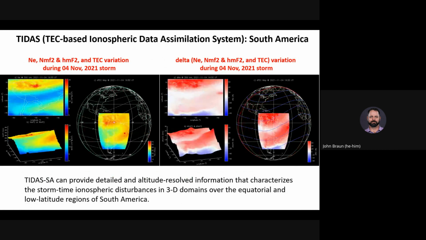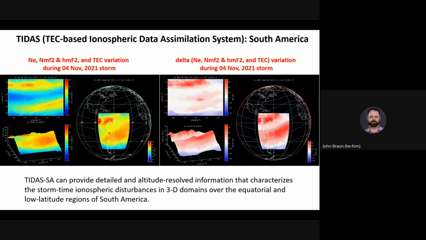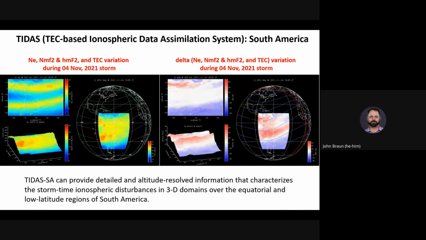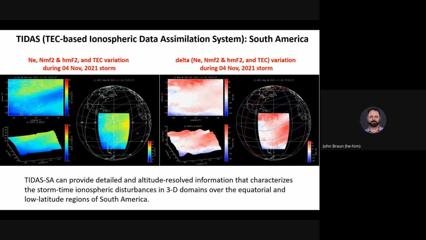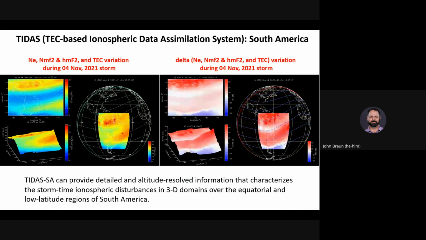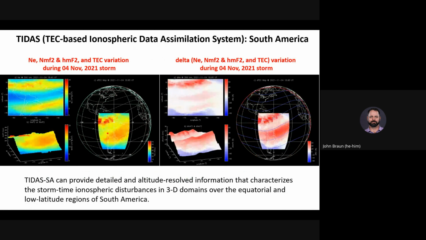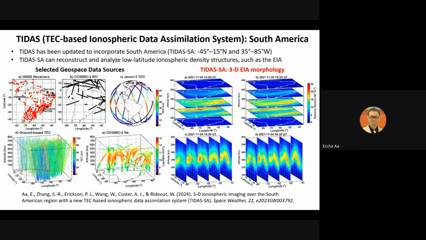Thank you. So I have a question, and I have to admit I had to come in and out, so if you've already discussed this, I apologize. But it sounds like for Cosmic 2 data, you're assimilating electron density profiles and not TEC. Is that true? Yes, we only assimilate the electron density profiles. Okay, and so, okay, then that sort of answers it.